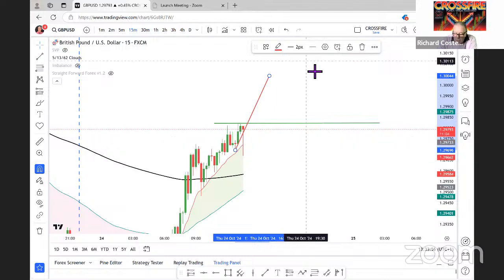So I'm going to go back to my MT5 and compare that.